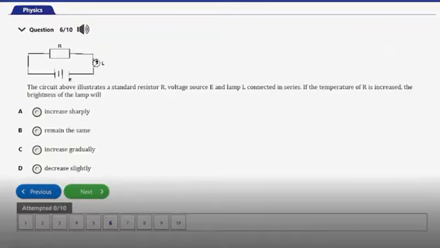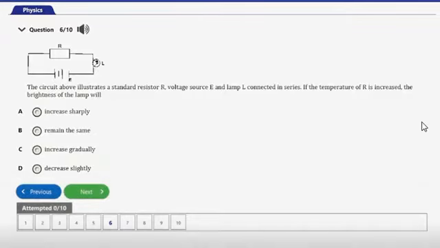So that's question number 6 here. It says the circuit above illustrates a standard resistor R, voltage source E, and lamp L connected in series. If the temperature of R is increased, the brightness of the lamp will: A, increase sharply, B, remain the same, C, increase gradually, D, decrease slightly.